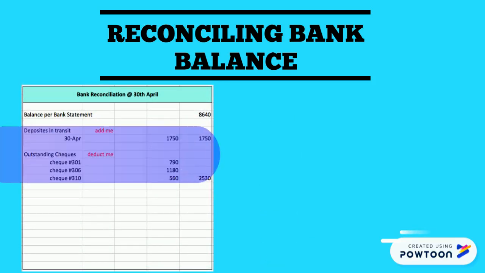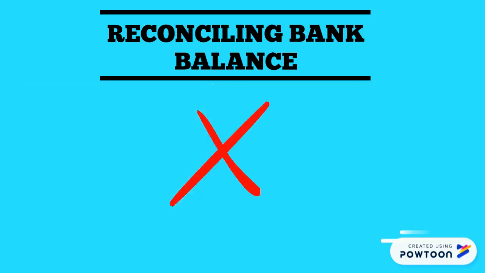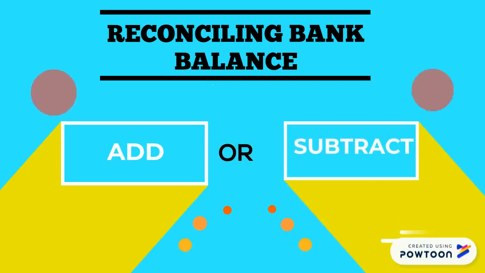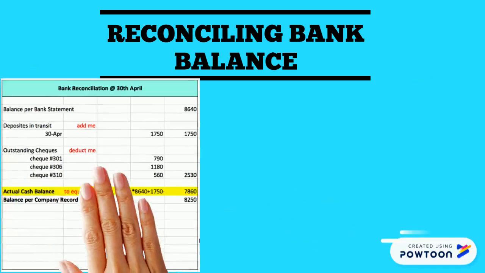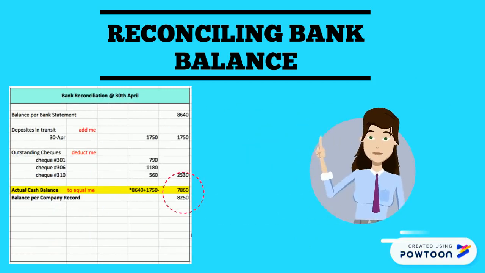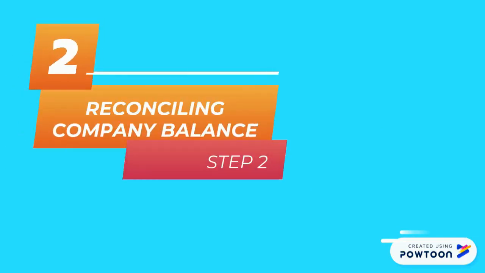Oh, and also be cautious of errors made by the bank. They are rare, but sometimes do occur. If there is an error, however, you can either add or subtract, depending on the type of the error. This gives us the actual cash balance, so don't worry if the number is different to the balance on your company record. That's the next step. Step 2 is reconciling balance per company record.